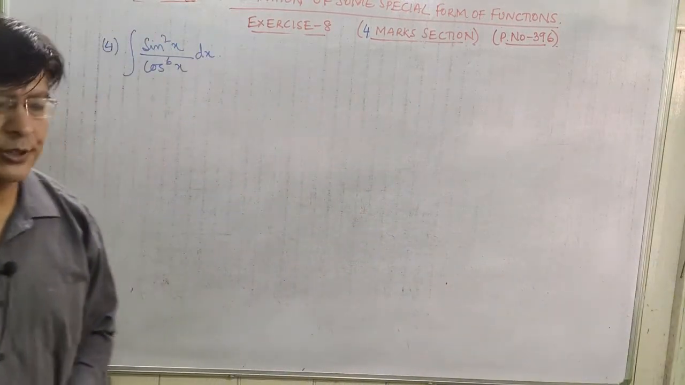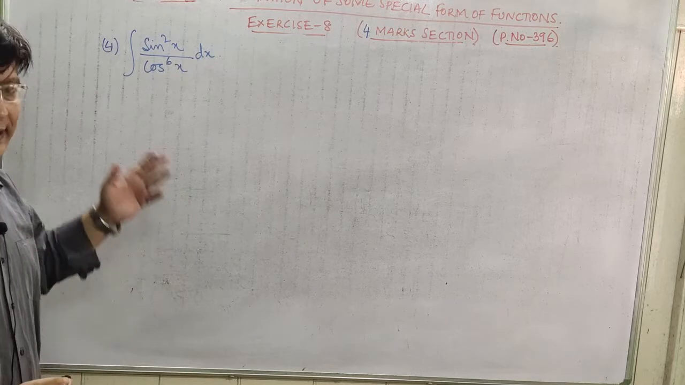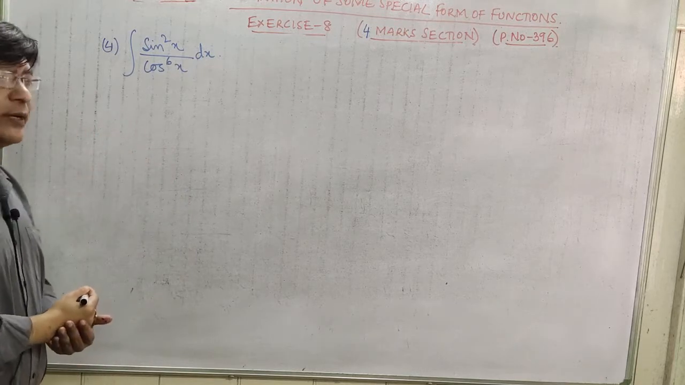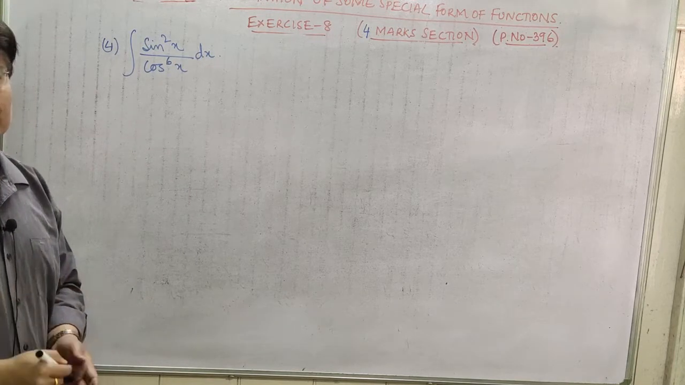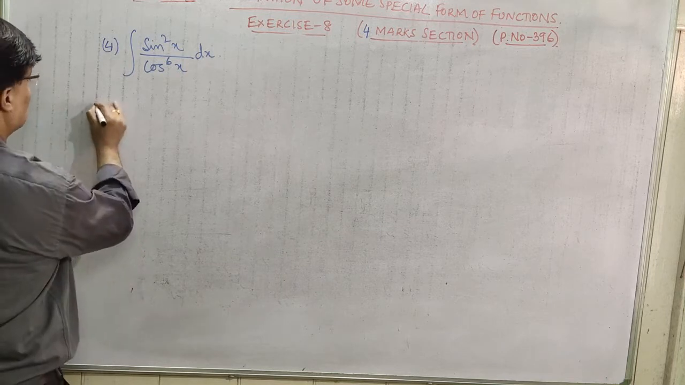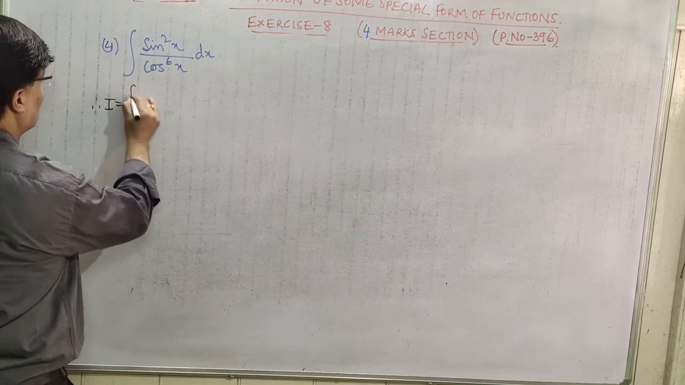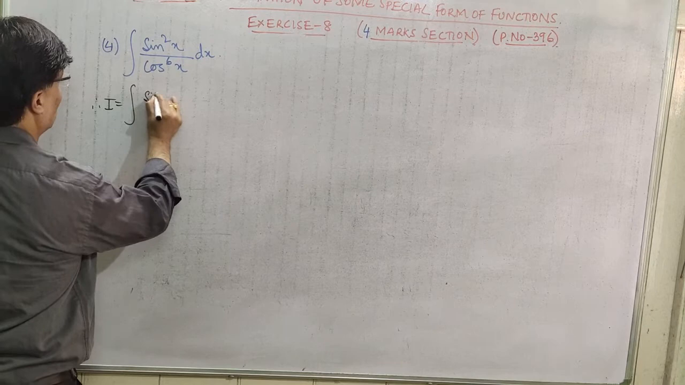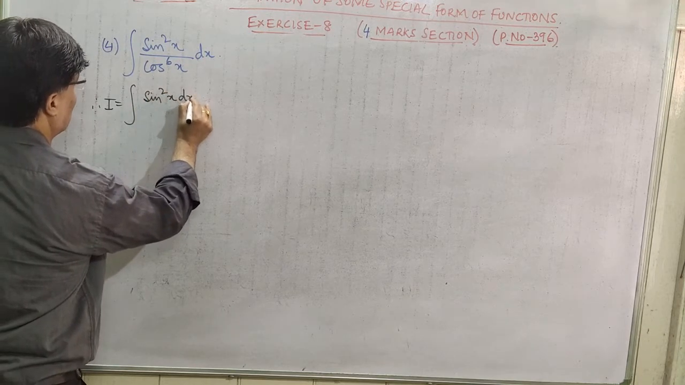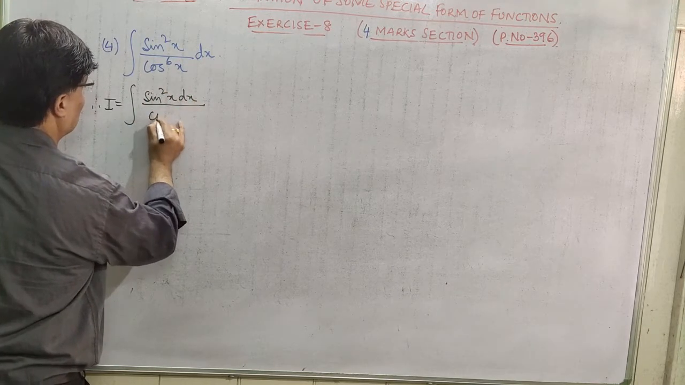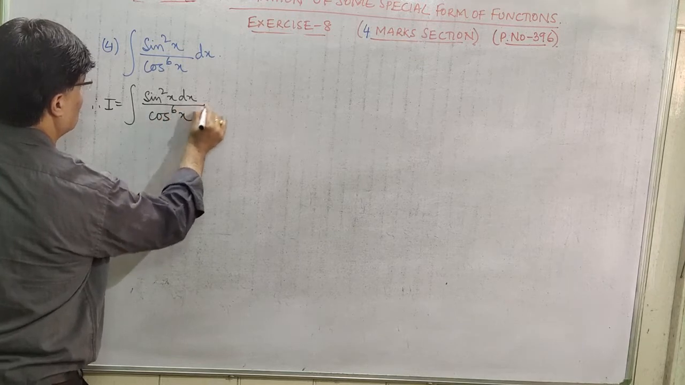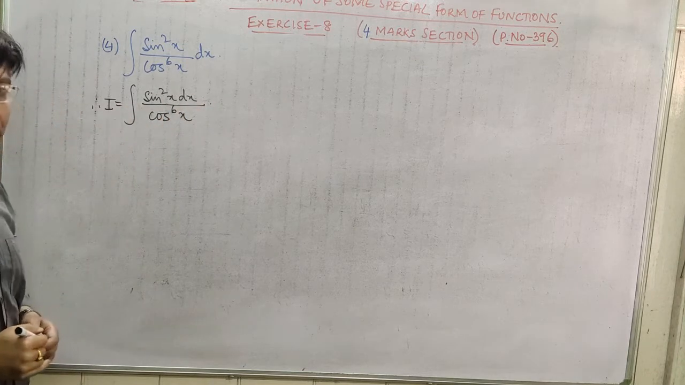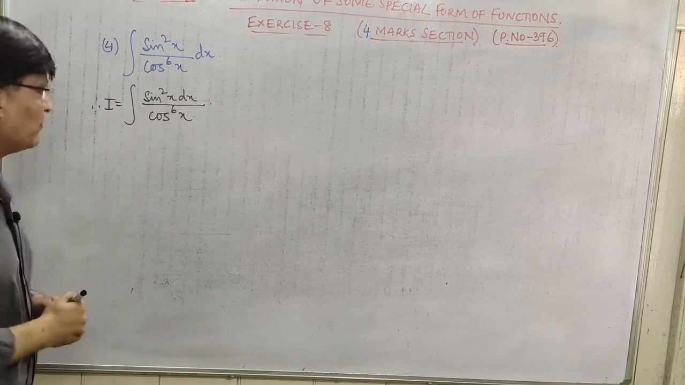So now we'll do the next question, that is question number 4. Let us integrate this function sin square x divided by cos to the power 6x, dx. So let us write first I is equal to integration of sin square x dx divided by cos to the power 6x. Okay, so now let us simplify it first.